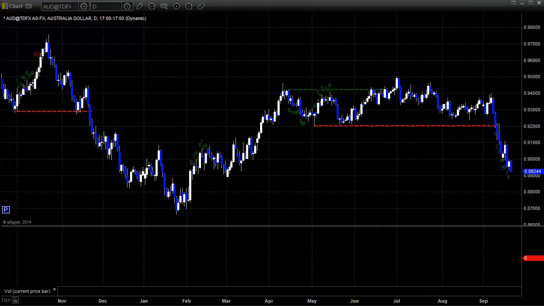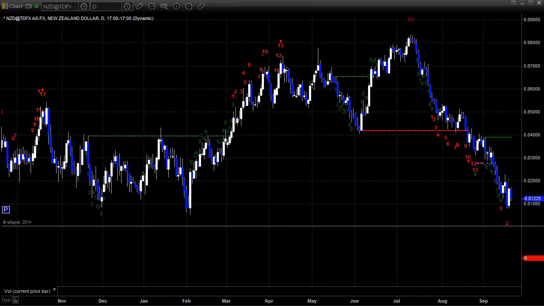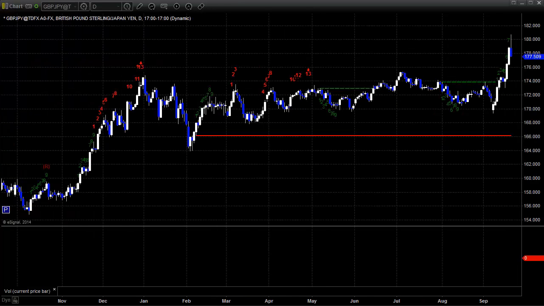Here's the Aussie. Again, this one broke down under that static trend line, 9,200. It's had a decent move since, all of which is about the dollar, strength in the dollar. Here's the New Zealand dollar now down to lows, again because of strength in the dollar. And the pound yen finally broke out this week. Again, pound doing well against the yen, although not so well against the dollar overall.